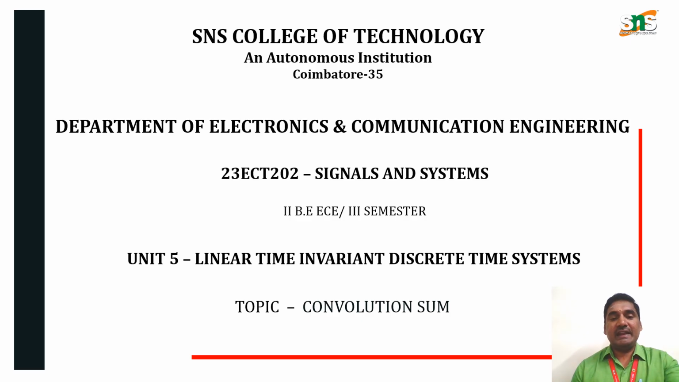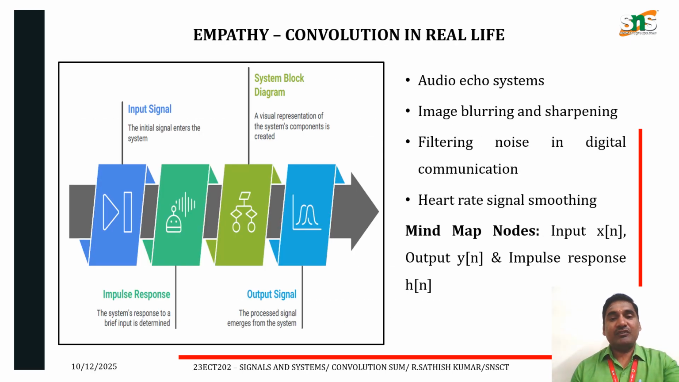Now let us see another video lecture series on linear time invariant discrete time systems, that is convolution sum. Empathy part, convolution in real life. First, the input signal, the initial signal, enters the system. Then the system block diagram, a visual representation of system components, is created, and then the impulse response, a system response to a brief input, is determined. Finally, we get the output signal, the processed signal emerging from the system.